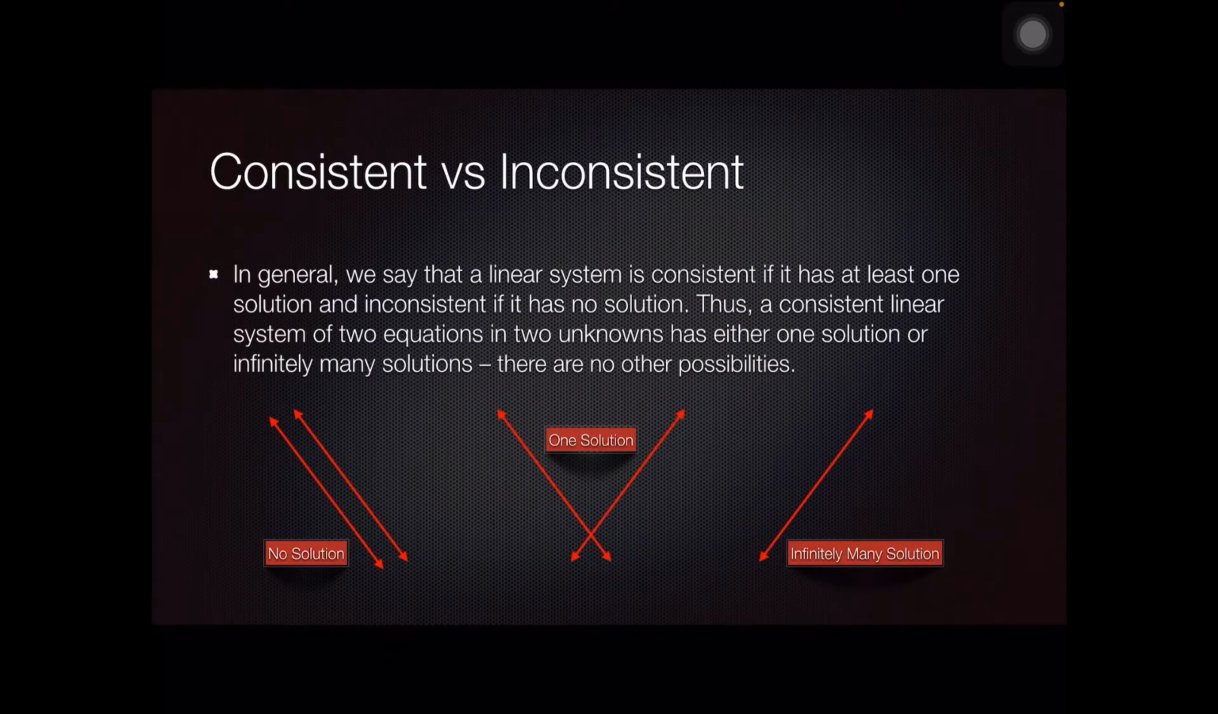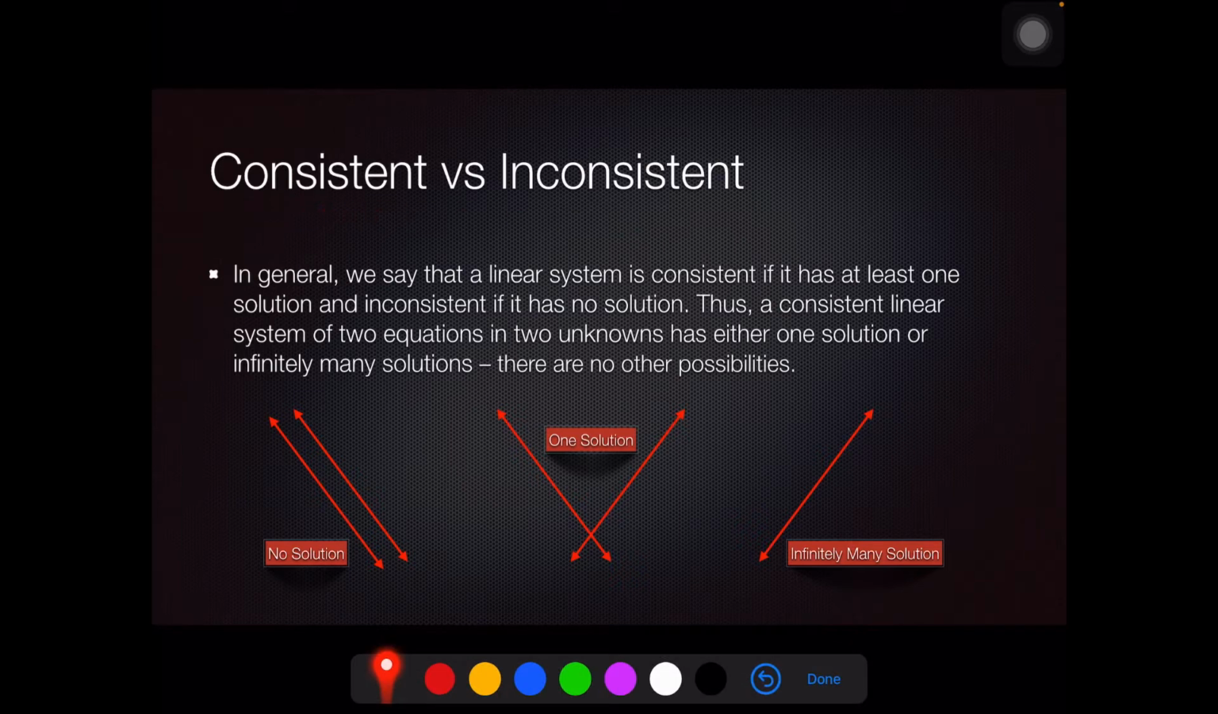A linear system may be consistent or inconsistent. When we say consistent, it has at least one solution. Specifically, it's just either one solution or infinitely many solutions. Unlike with inconsistent, it doesn't have any solution at all.